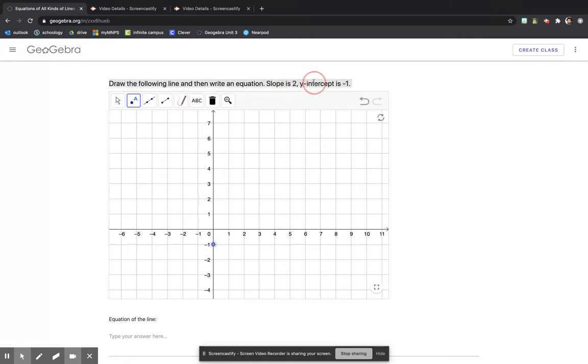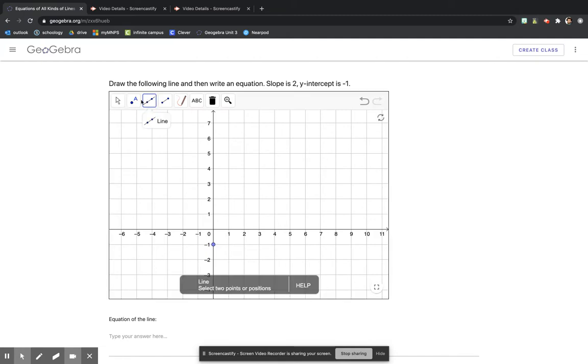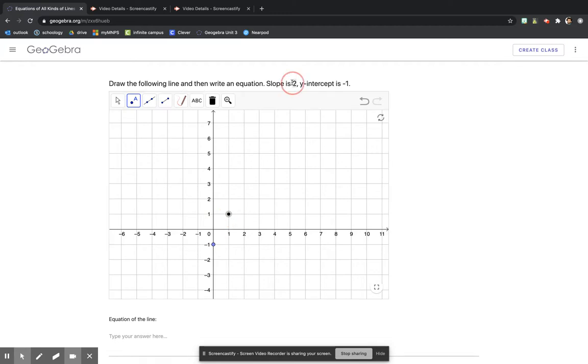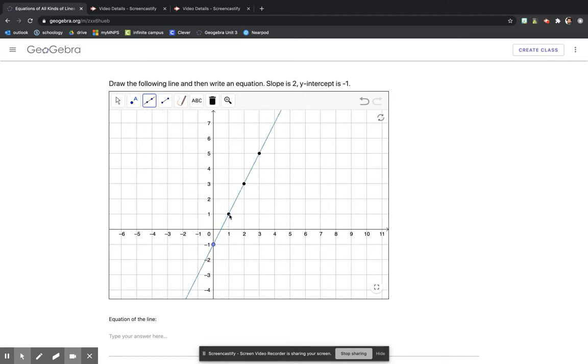Then I see my slope is 2, so that means my slope is going to go up 2 spaces and over 1. So I'll do that again. My slope of 2 means I go up 2 spaces and then 1 to the right to get my slope. Now I could keep plotting more points if I went up another 2 spots and over 1, up another 2 spots and over 1. I could keep doing that as many times as I wanted, but to make my line, I only need 2 points. I'm going to use that line tool, click on one point, click on another point, and it's going to make my line.